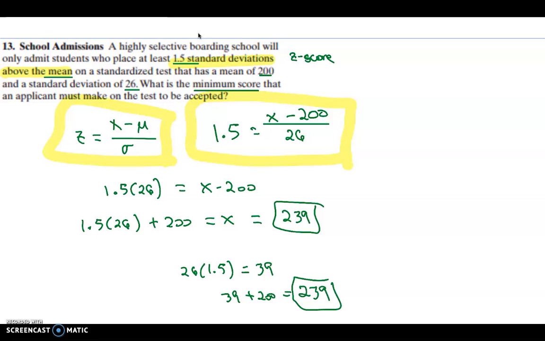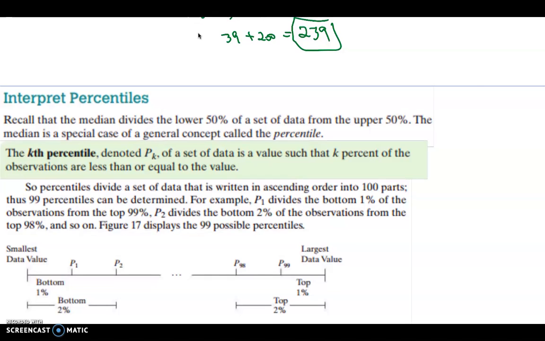So we'll pick it up in percentiles in the next video.